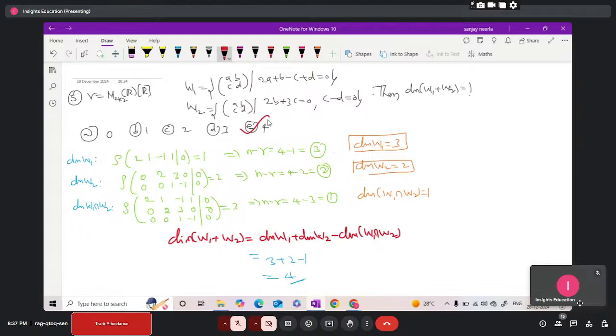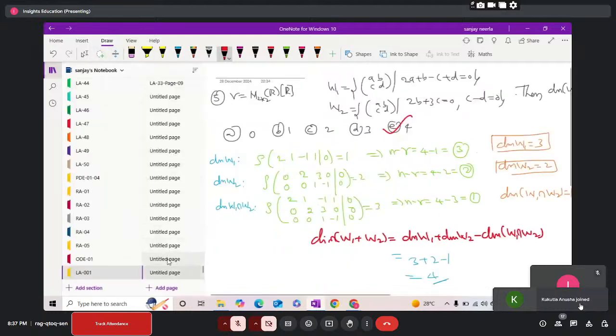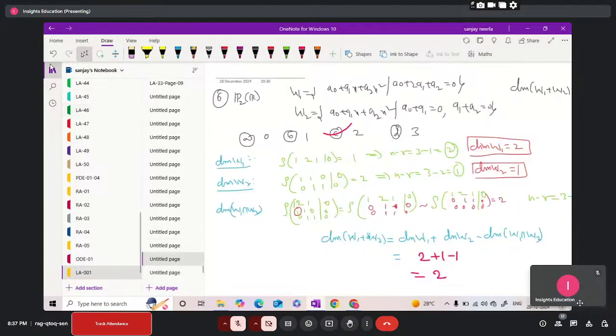Sir, can you show the last problem, sir? Okay. So finally, you can easily find the dimension of W1 plus W2 and W1 intersection W2. If the vector space is given, find it directly. If the vector space is not given, we can just find the bounds of the dimension of W1 plus W2 and the dimension of W1 intersection W2.